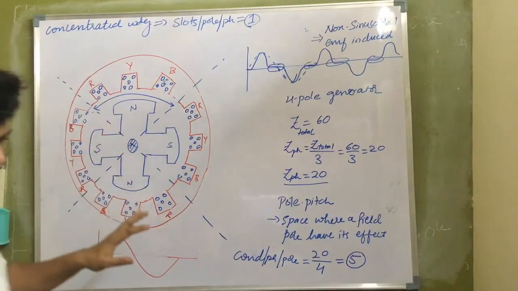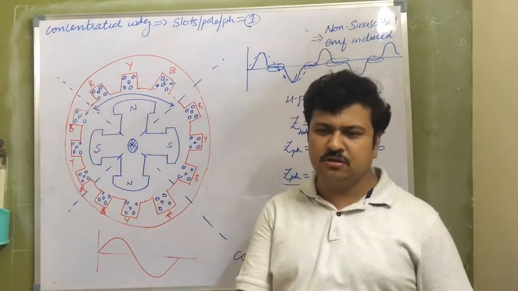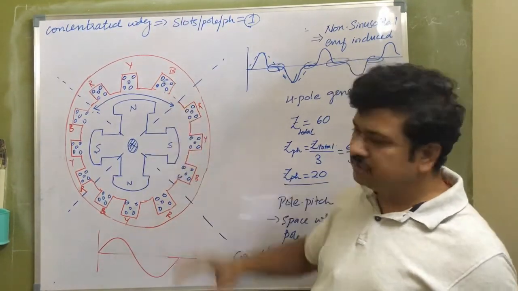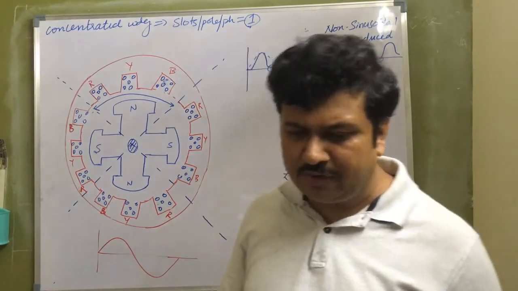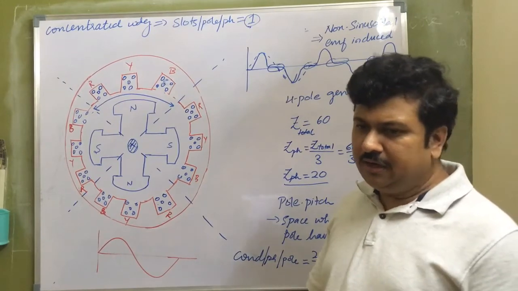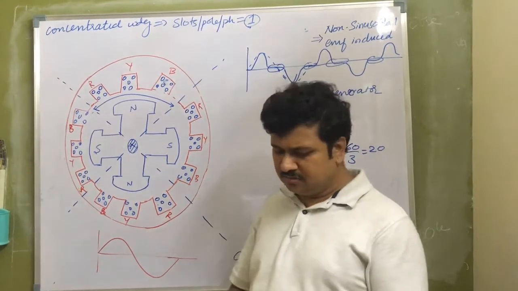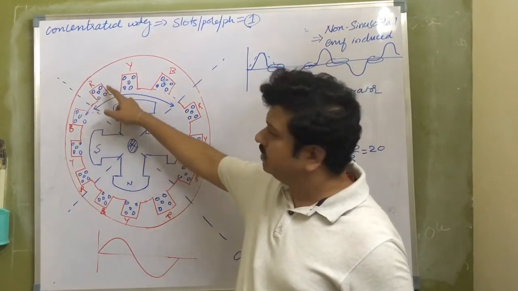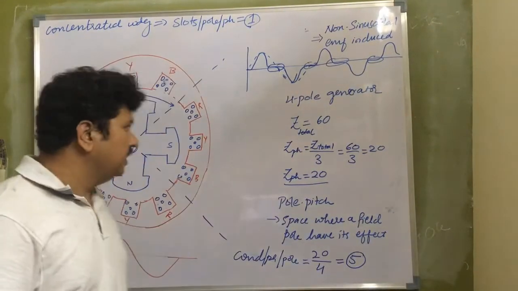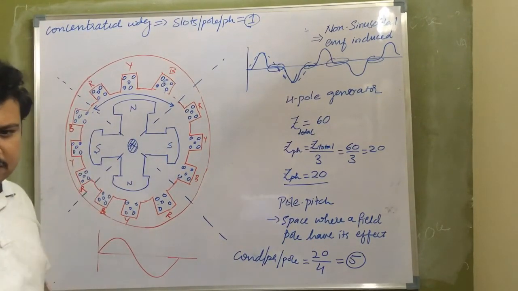So this kind of winding structure is not suitable, not feasible, not desirable. So I don't use concentrated winding. If I use this kind of concentrated winding, then the induced EMF will be non-sinusoidal. The total EMF induced per pole per phase is the algebraic sum of EMF induced in all the conductors, because all the conductors are cutting the flux created by the north and south pole simultaneously.